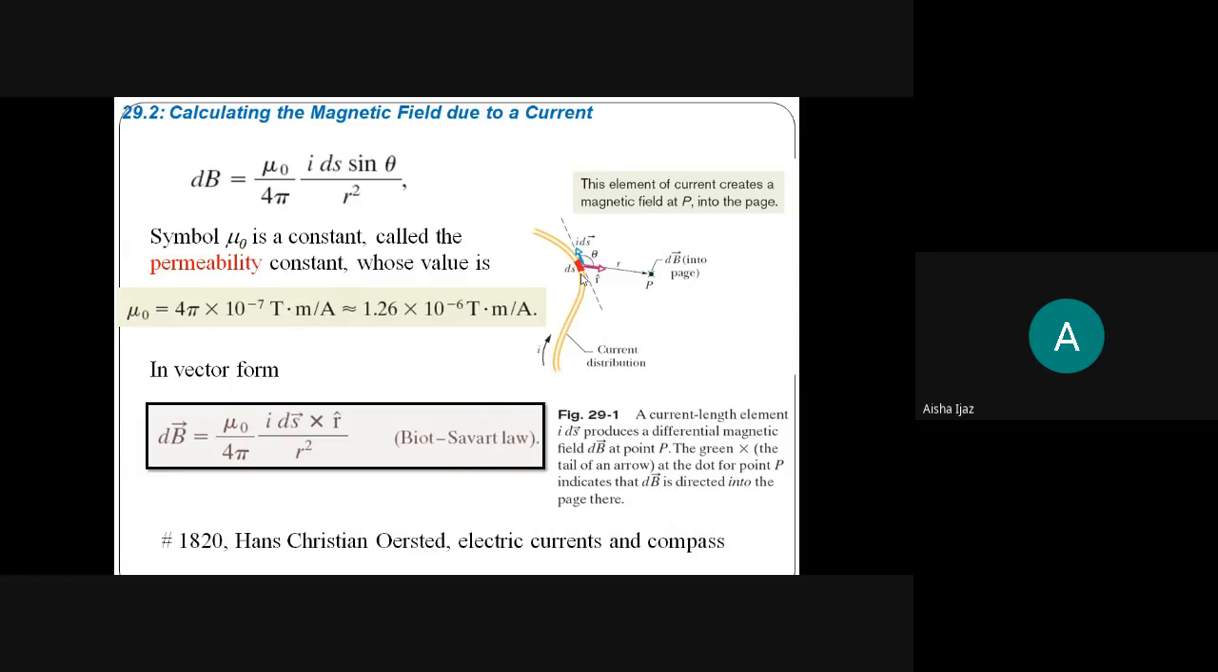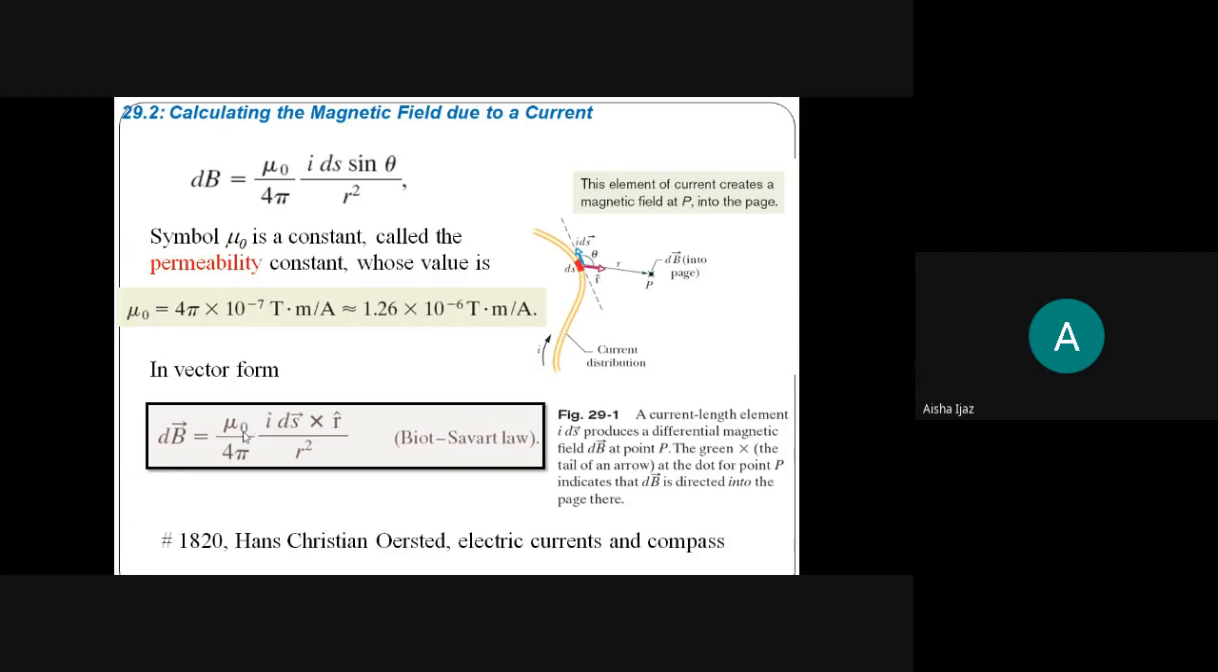ds stands for the differential displacement element, and its direction is tangent to the path, in the same direction as the current. You can see here, if the current is flowing like this, ds has the same direction as the current. So I and ds are both pointing in the same direction, and you have to find the magnetic field at a certain point P, which is shown here. So you need the distance of the patch from this point P, which is R.